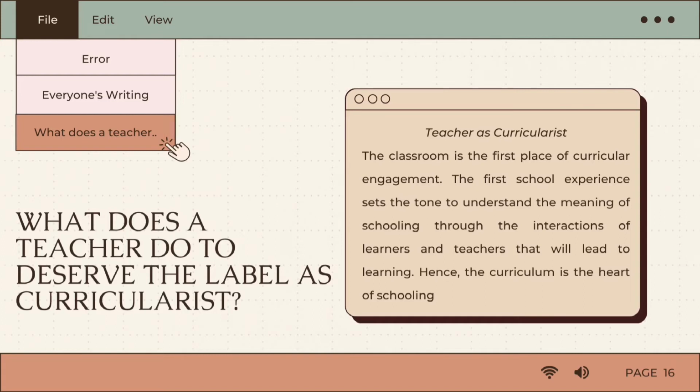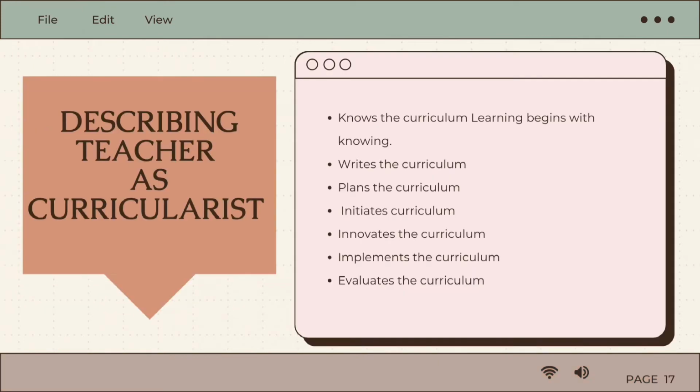The classroom is the first place of curricular engagement. The first school experience sets the tone to understand the meaning of schooling through the interaction of learners and teachers that will lead to learning. Hence, curriculum is the heart of schooling. Here are descriptions of the teacher as curricularist.